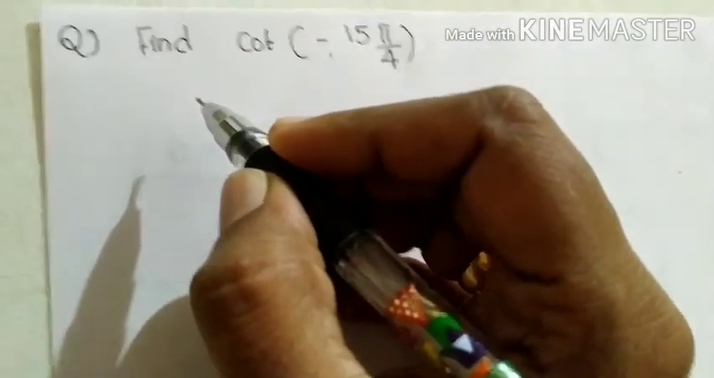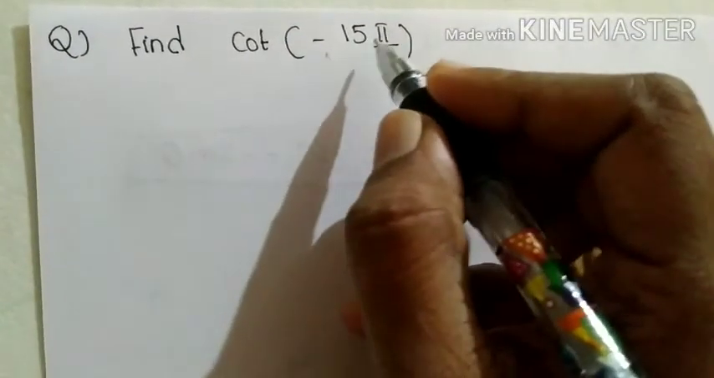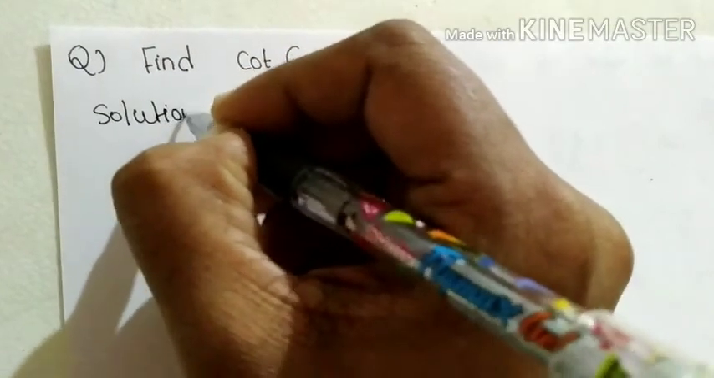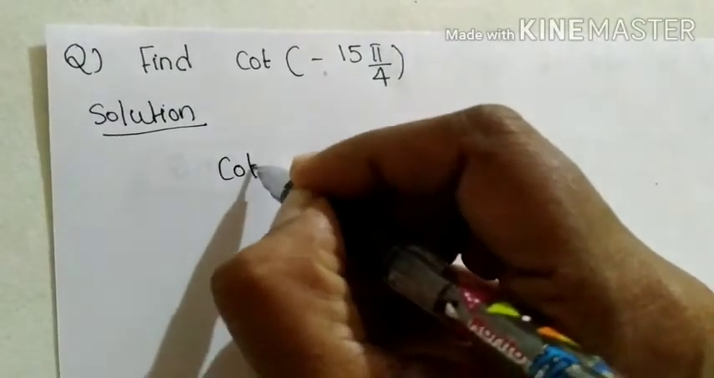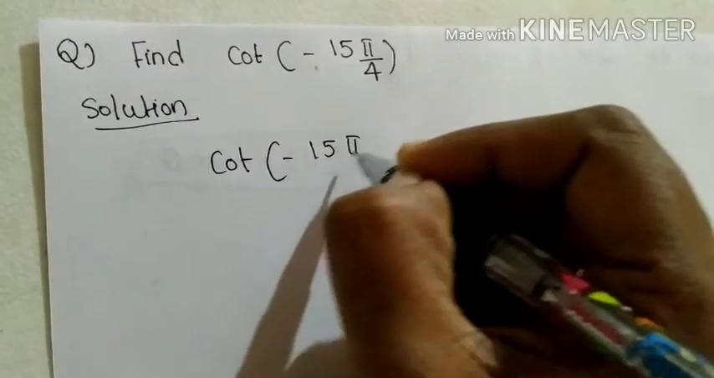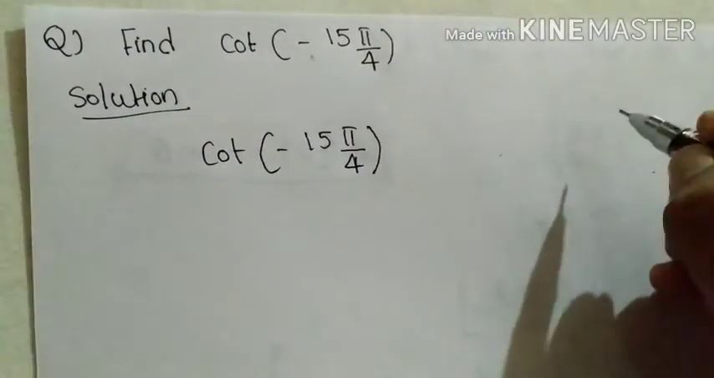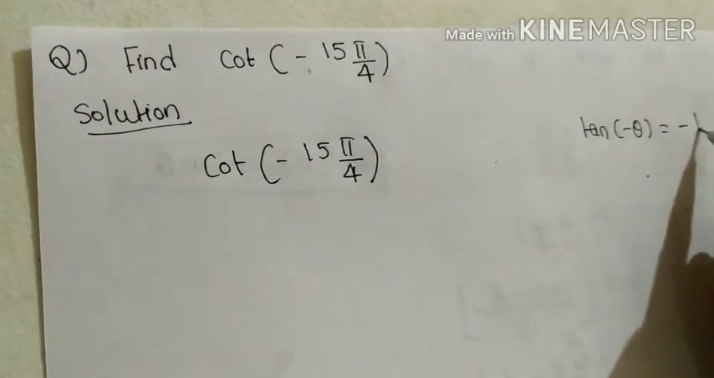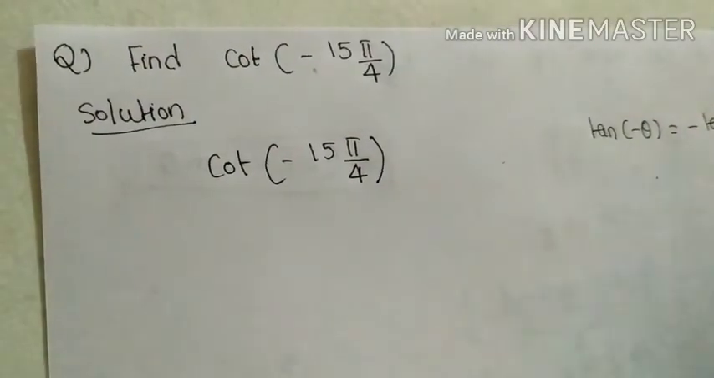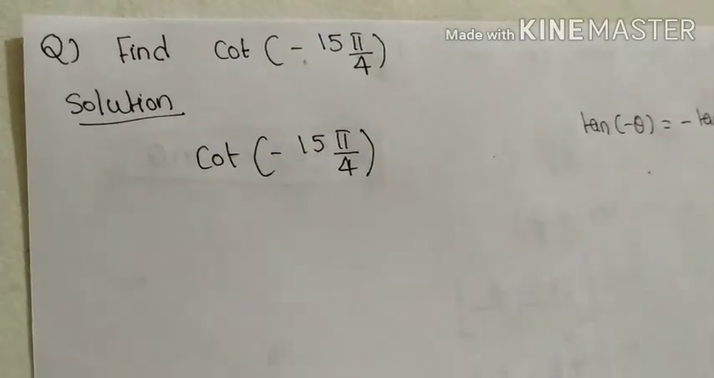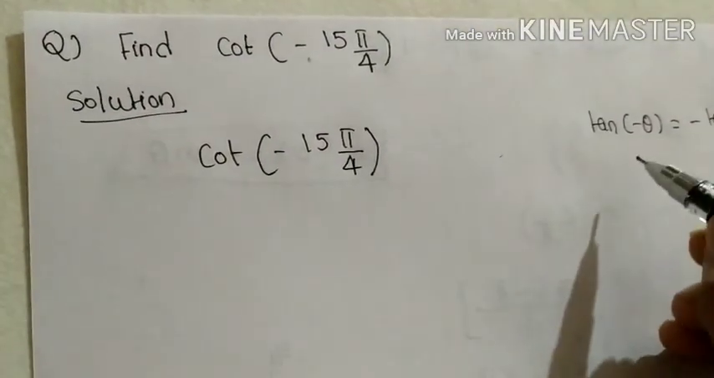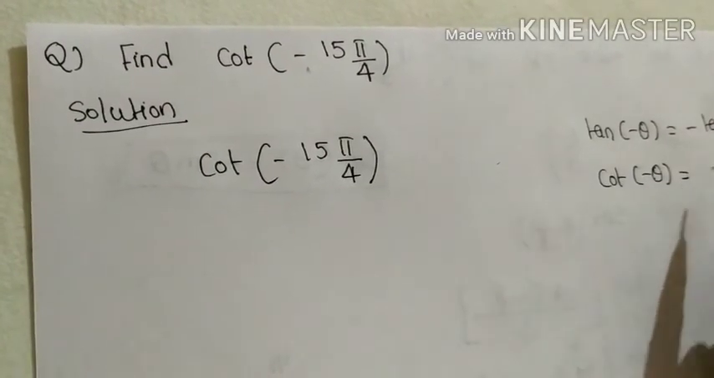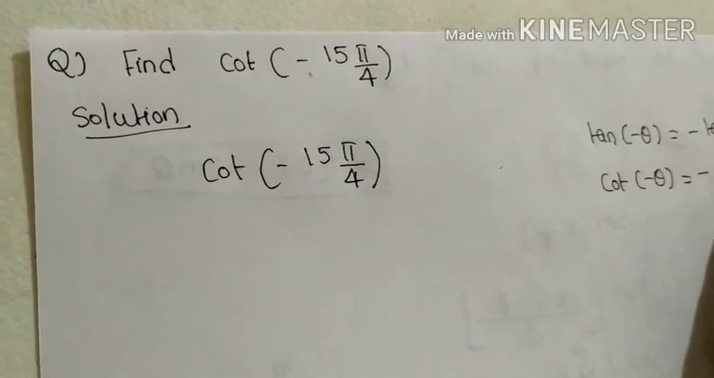This is our next question. Find cot of minus 15 pi by 4. So let's start the solution of this question. Cot of minus 15 pi by 4. We know that tan of minus theta is equal to minus tan theta, and the reciprocal of tan is cot. So cot of minus theta is also equal to minus cot theta.